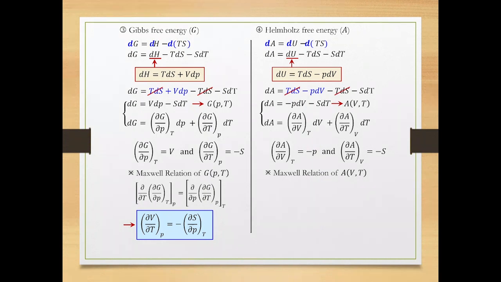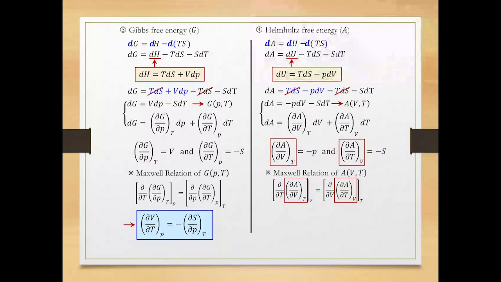Now, you will be able to write the Maxwell relation of Helmholtz free energy. Pause the video and write it down. It should be like this. As you can see, the derivative of A with respect to V is equal to negative P, and the derivative of A with respect to T is equal to negative S.